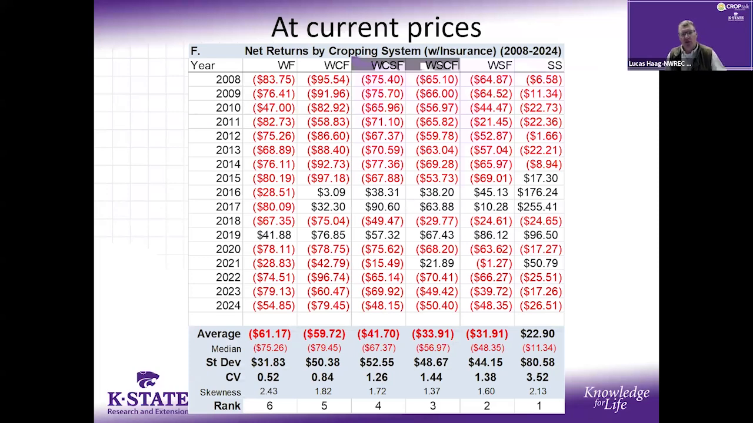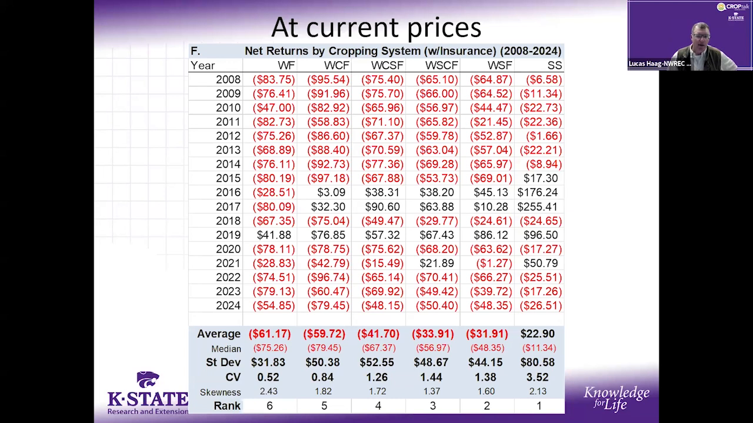And so this is with current prices, average net returns to these rotations with insurance. What's interesting is the continuous sorghum looks to be the most profitable, and these are full costs. Again, this is full custom rates, so full depreciation, full labor, everything is bid into the cost here, full land charges. So this is everything.